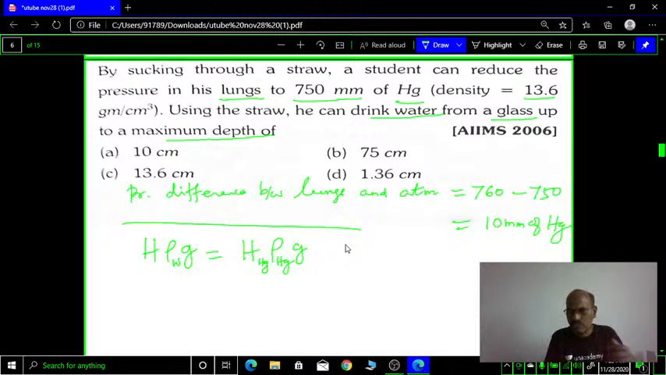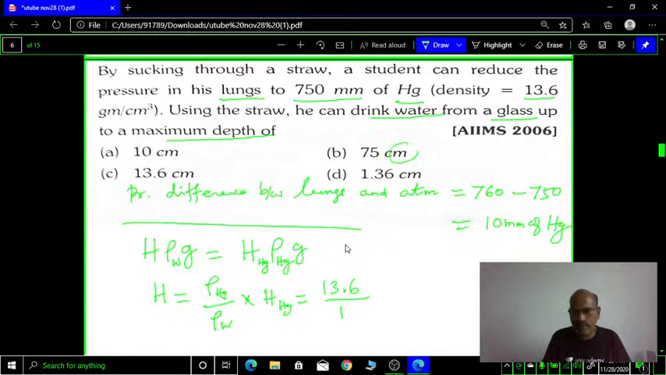So the question is, by sucking through the straw, he reduced his lung pressure to 750 mm of mercury level. When he drinks water from the glass, up to what depth can he suck up? So we want to find only the height of the water level, how much depth he is able to suck, so that we get the maximum depth. Write it: remaining all, mercury density by water density into the height of the mercury level. That's it. Mercury density we know is 13.6. Density of water is 1 gram per centimeter cube.